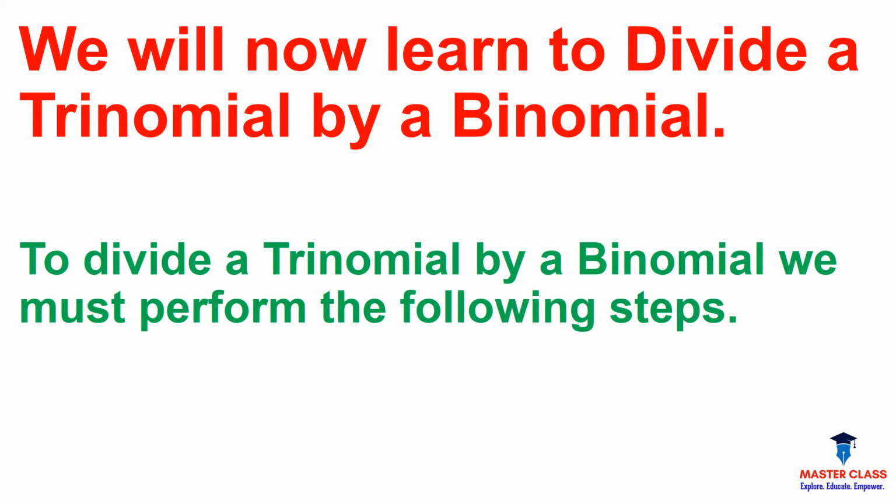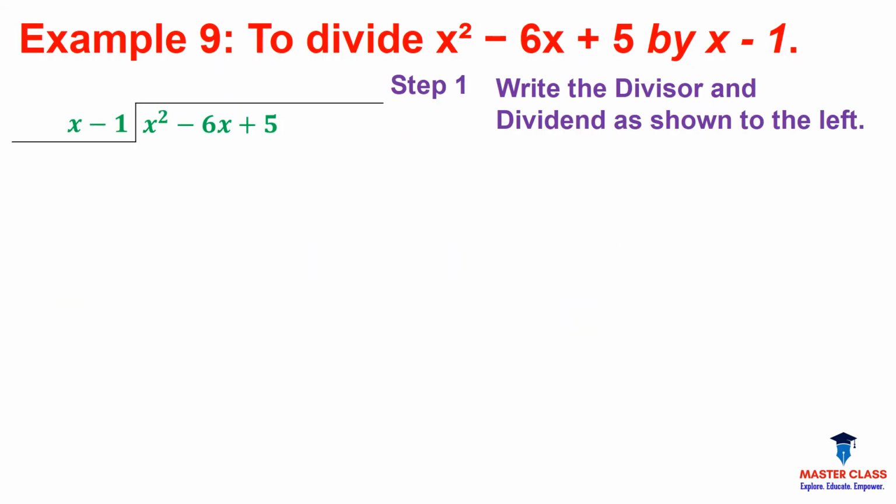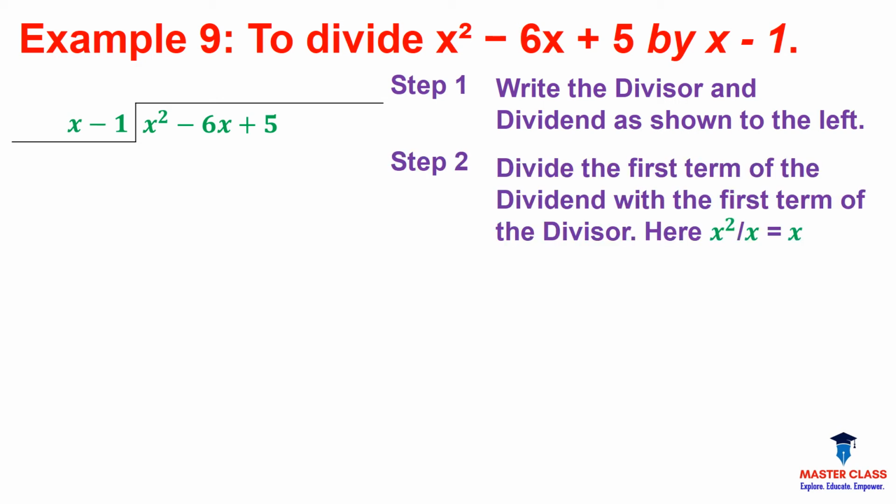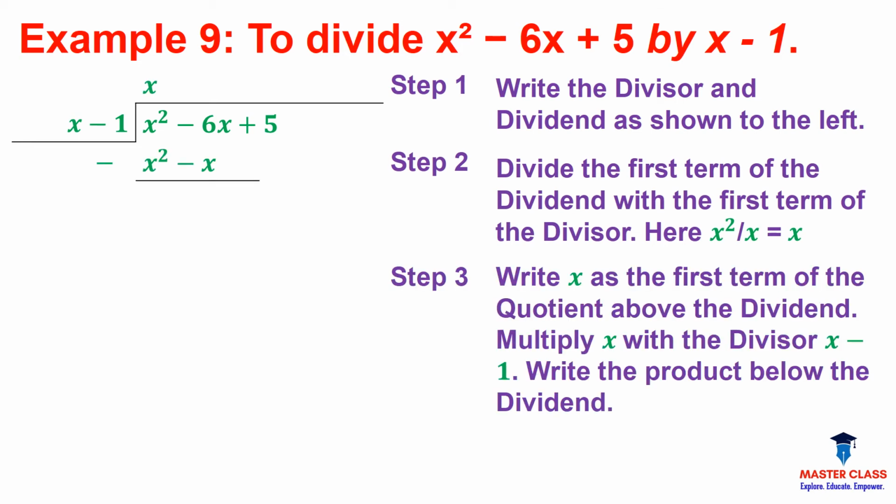We will now learn how to divide a trinomial by a binomial. To divide a trinomial by a binomial, we must perform the following steps. First step is to write the divisor and the dividend as shown on the left. This arrangement is similar to that used while performing division of numbers. In your rough working sheet, divide the first term of the dividend with the first term of the divisor. Here we have to divide x² with x, which will give us x.